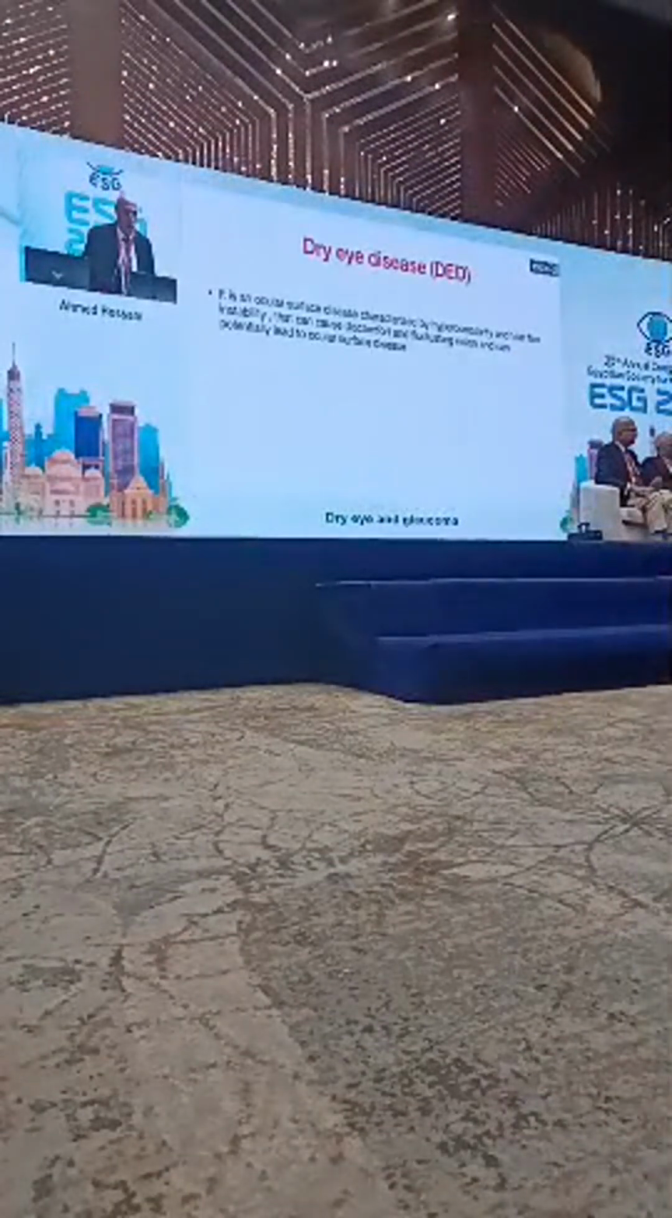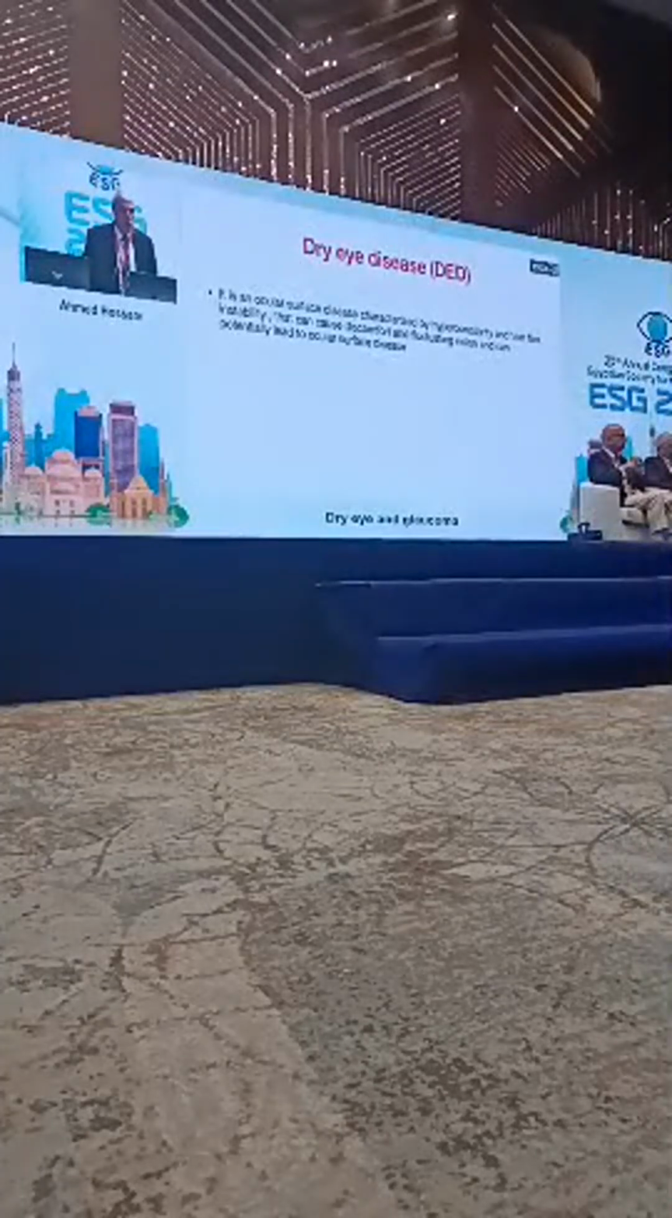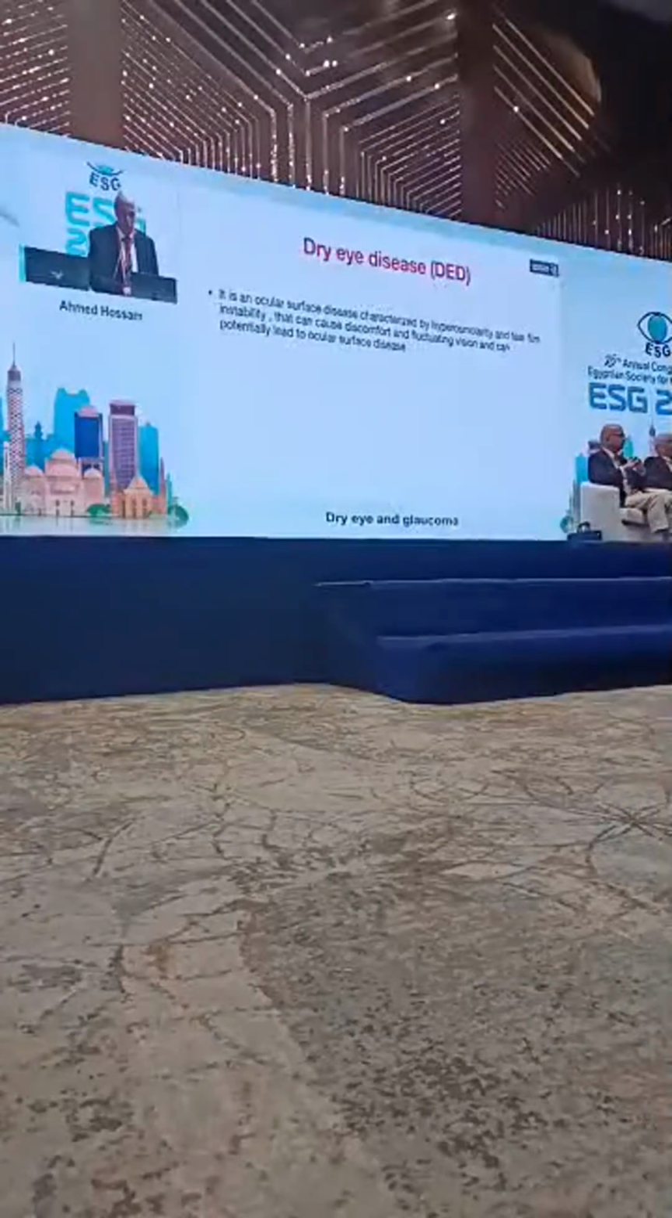What is dry eye disease? It is an ocular sensory disease characterized by hyperosmolarity and tear film instability that can cause discomfort, fluctuating vision, and potentially ocular surface disease.